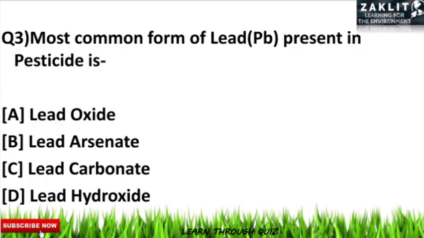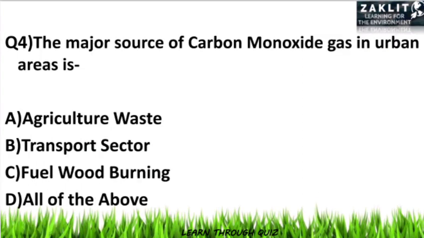The third question was, which is the most common form of lead present in the pesticide? And here the correct option will be option number B, lead arsenate is the common form of lead present in the pesticides. Let's move to the fourth question. The fourth question was very simple. The question was, the major source of carbon monoxide gas in the urban area is what? And here the correct option will be option number B, transport sector.